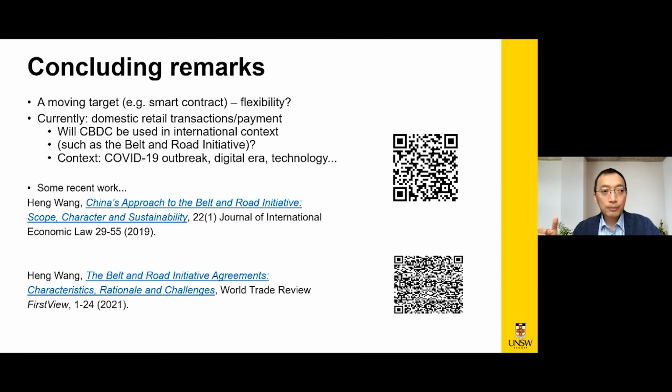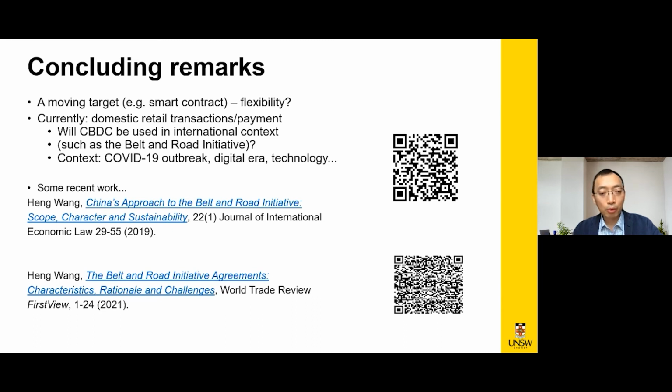And secondly, the practice is more about domestic retail transactions. It remains to be seen whether they'll be used in an international context. For example, there are reports that China is discussing with Singapore the possible use of CBDC in Singapore, and we'll also see whether it will be used along the BRI. There are some reports that China is also promoting technology standards along the Belt and Road Initiative regarding CBDC standards, according to China Daily's report.